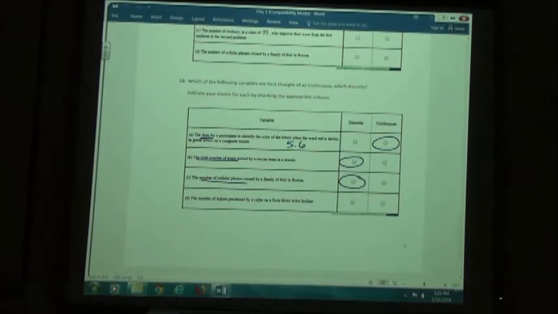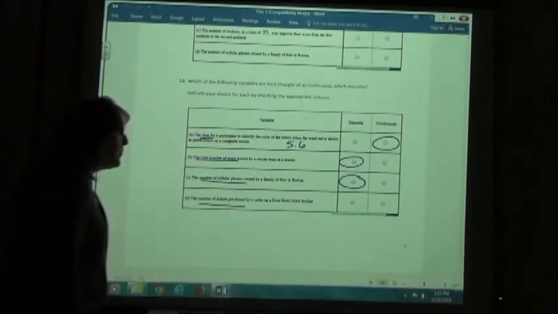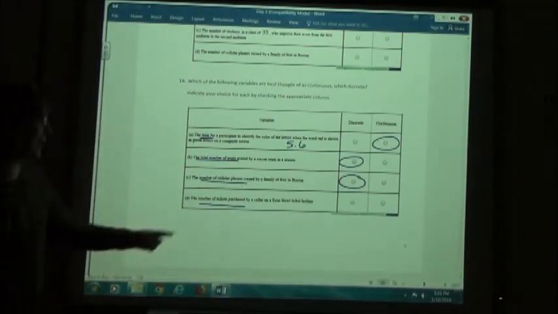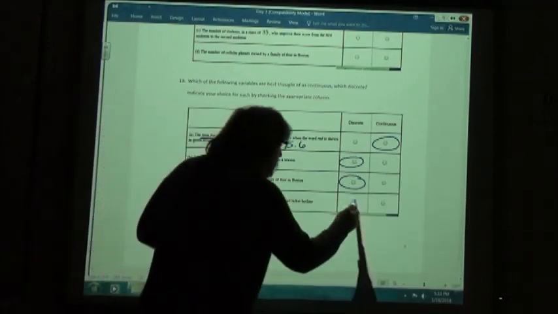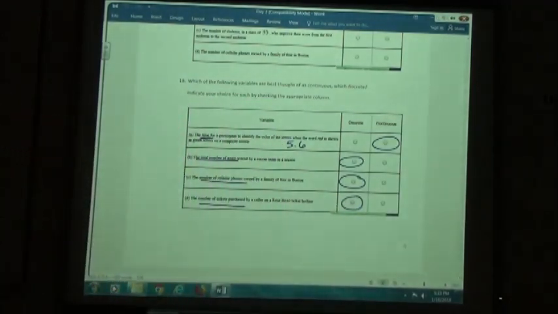I own 2 phones. The number of tickets purchased by a caller on the Rose Bowl ticket hotline. Again, I'm looking for a number of tickets. I can't buy 2.5 tickets. It's going to be a whole number, so it's going to be discrete.